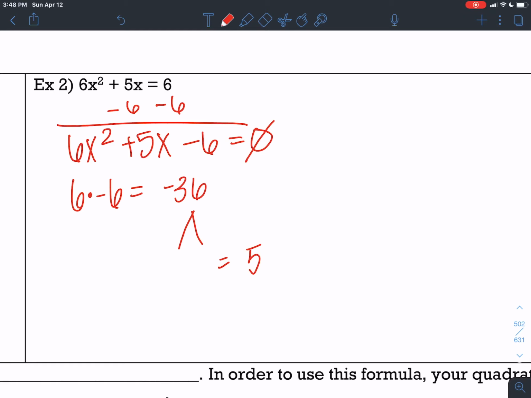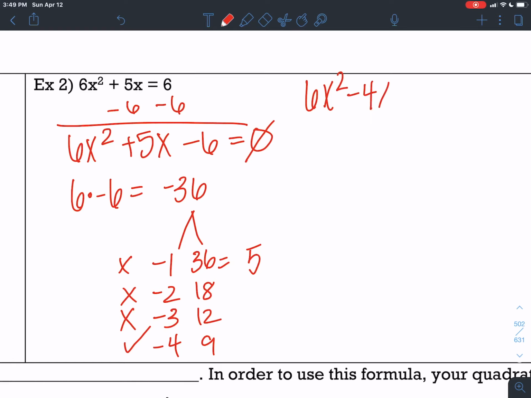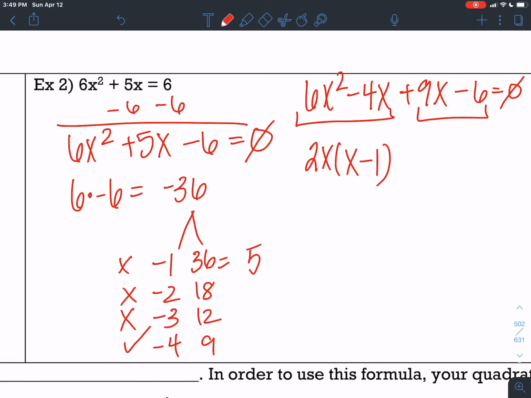I don't know what numbers I can use, so I'll just start at the beginning. -1, positive 36. No. -2, positive 18. No. -3, positive 12. No. -4, positive 9. Yes. So now I'm going to go ahead and take my middle term and split it apart. Now I'm going to factor from the first set, and I'm going to factor from the second set.